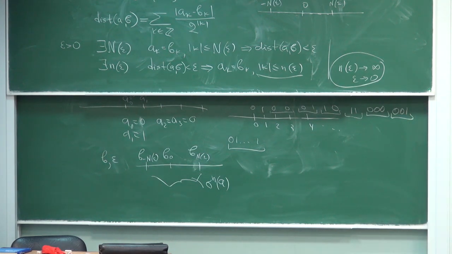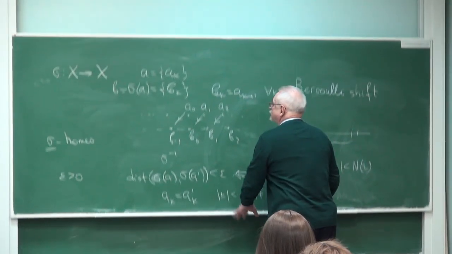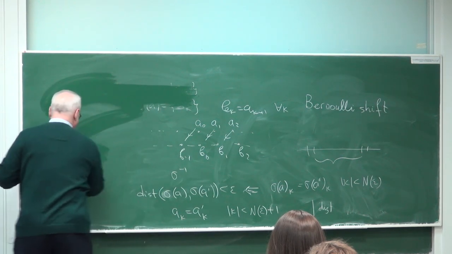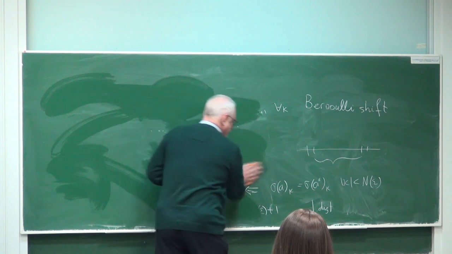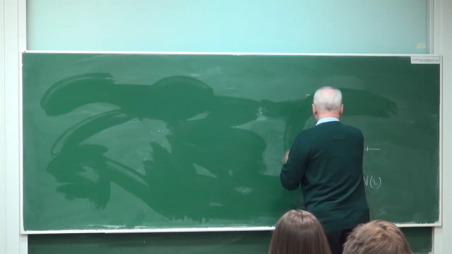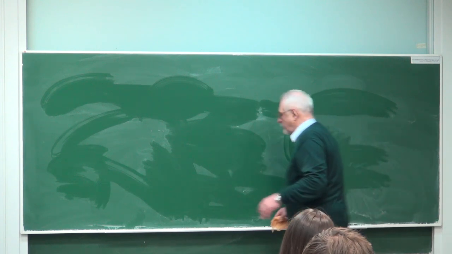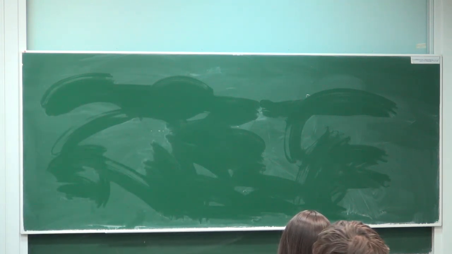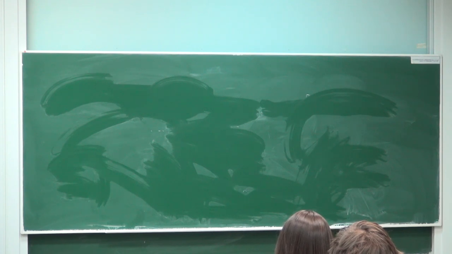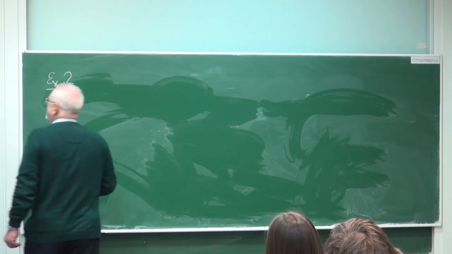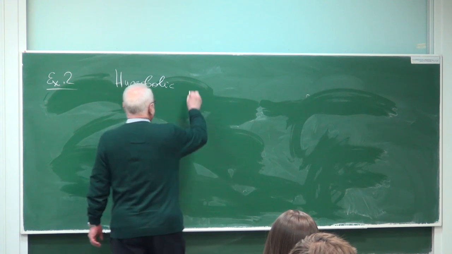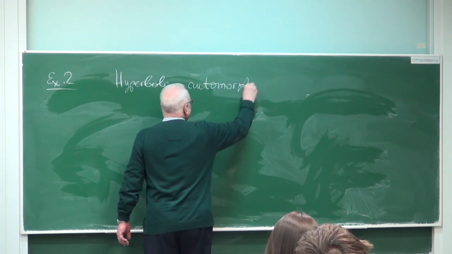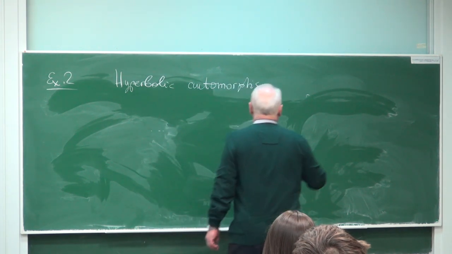And the second example will be, at the first glance, quite different. And only later we will see that these two systems are really related. So example two is the hyperbolic automorphism of the two torus.